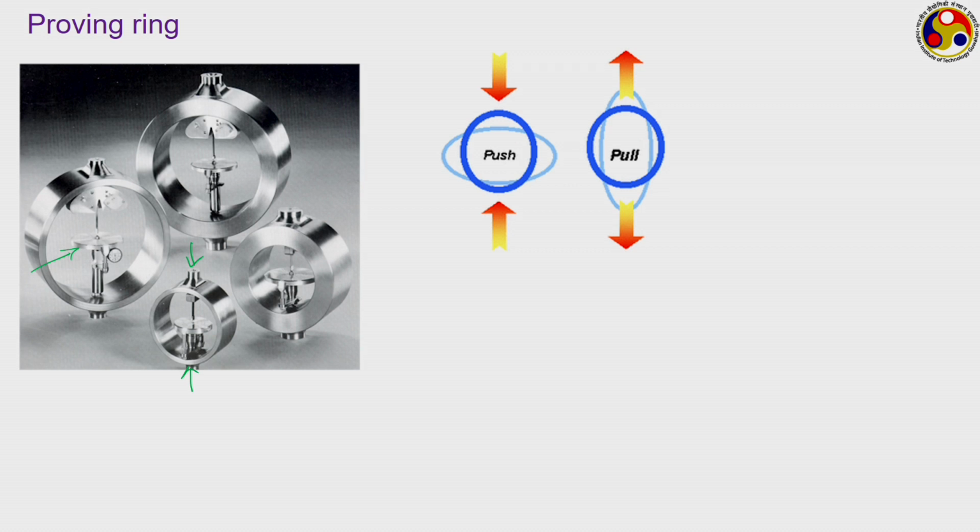LVDT being a quite common choice if we are looking for quite accurate proving ring and something of high accuracy. Proving rings are available at wide range of sizes, like the picture I have shown here. There you can see there are 4 proving rings, and each of them are having different diameters. Similarly, we can design them with any possible dimensions. Each of them have their own ranges of forces, and accordingly we can get a quite wide range of force measurement.